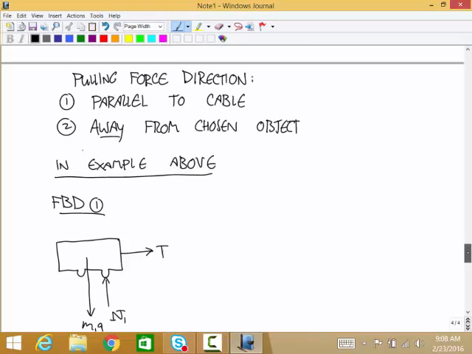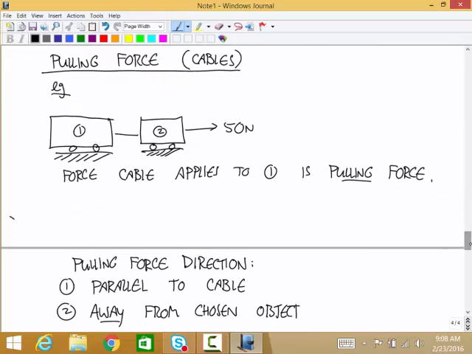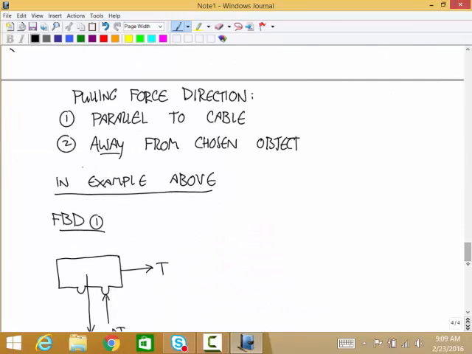What about the 50 Newton force? Well, when you go through this process, you apply the weight, and then you just go around the boundary looking for contact. There's nowhere around this boundary that the 50 Newton force applies, and so it doesn't appear in this free body diagram. It will appear in the free body diagram of box 2.